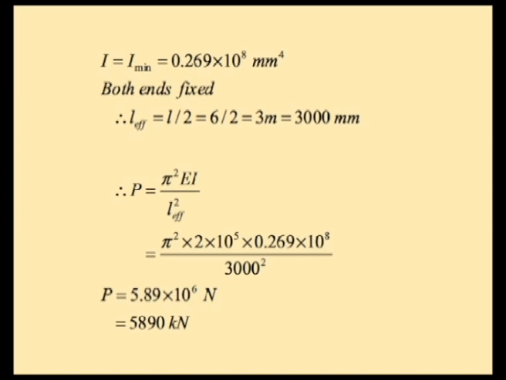So, I minimum equal to 0.269 into 10 power 8 millimeter power 4, and the end condition given is fixed end condition. In case of fixed end condition, effective length is equal to L by 2. So, you have length as 6 meters, 6 by 2 is 3 meters, so 3000 mm. So, P equal to pi squared E I by L effective whole squared. If you substitute the values of E and I, we will be getting the value of the load the compound section can safely carry.